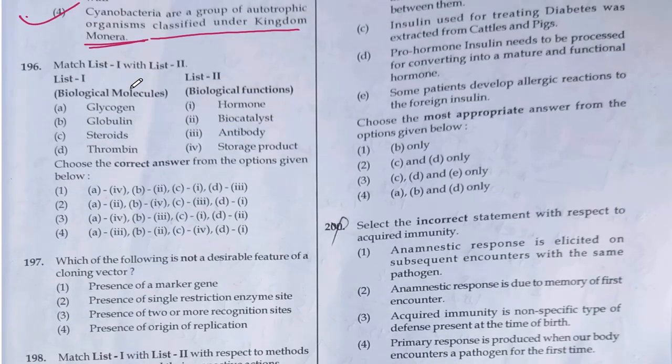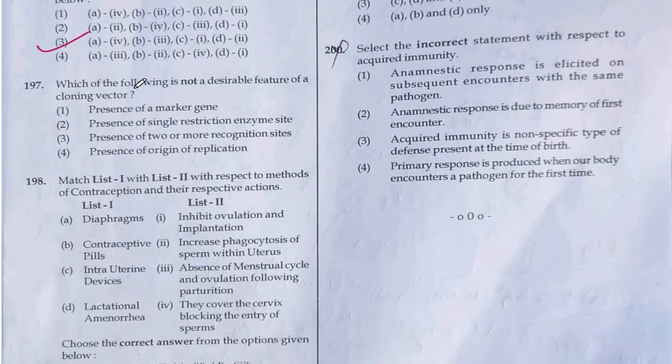So glycogen, that is the storage product. Then globulin will be your antibody. Steroid, that will be your hormone. Thrombin, that will be your biocatalyst. Okay. So option 3 will be the correct one. Coming to question number 197.